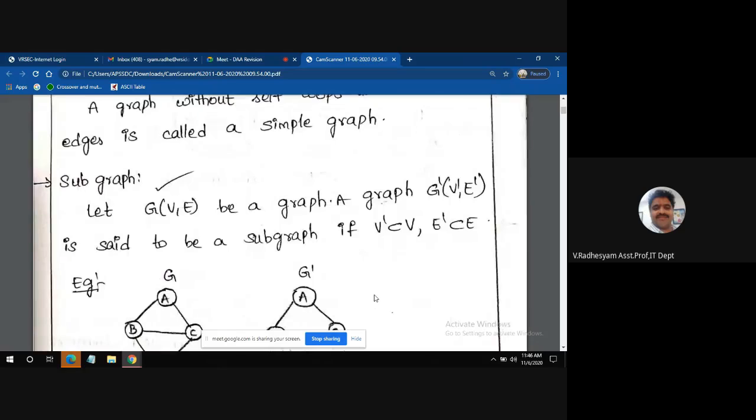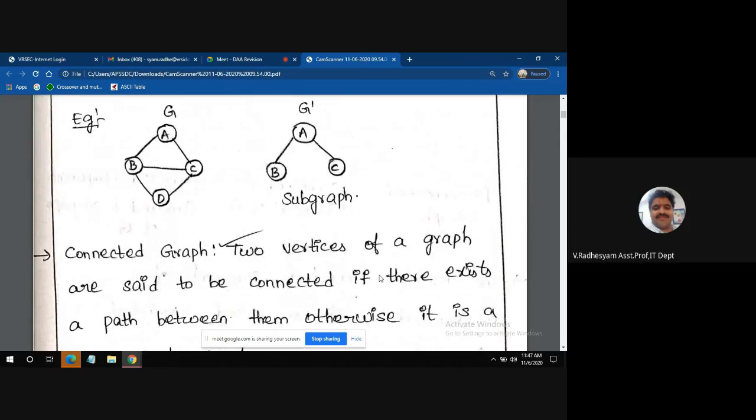Slowly we are moving into typical terms. Please write down. It is very useful for you if you write it. Right, now slowly, connected graph.